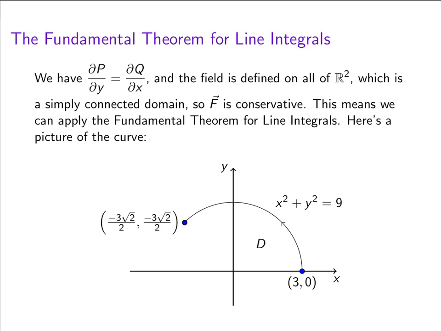We're going from theta equals 0, and that's going to be down here, up to theta equals 3 pi over 4. And so from that, we can get the coordinates of the starting point and the ending point. So (3, 0) is going to be the start, and (negative 3 root 2 over 2, negative 3 root 2 over 2) will be the end. Because the field is conservative, we don't need to worry about writing down a parameterization of this curve. All we need to do is find a potential function, plug in the end and the start, and subtract.